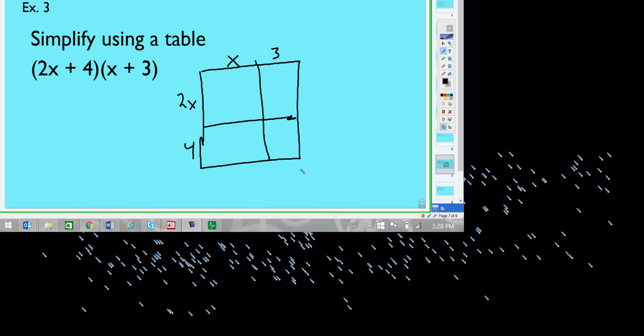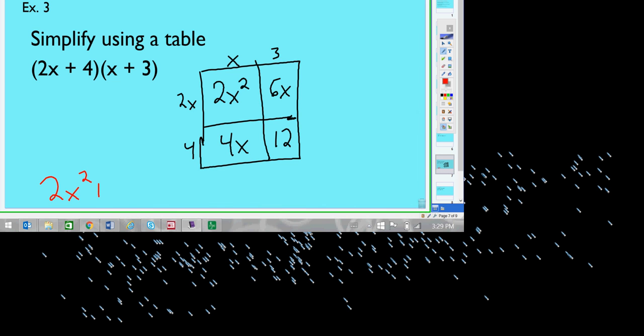In this, we're going to find the area of each section. So 2x times x is 2x squared. And then over here 2x times 3, you'll get 6x. Over here on the bottom now, you have the 4 times the x, and that's 4x. And then 4 times the 3 will get you the 12. So there you see what we come up with here. Let's change colors here. 2x squared plus, we'll combine your like terms, 6x and 4x, and that's 10x plus 12.